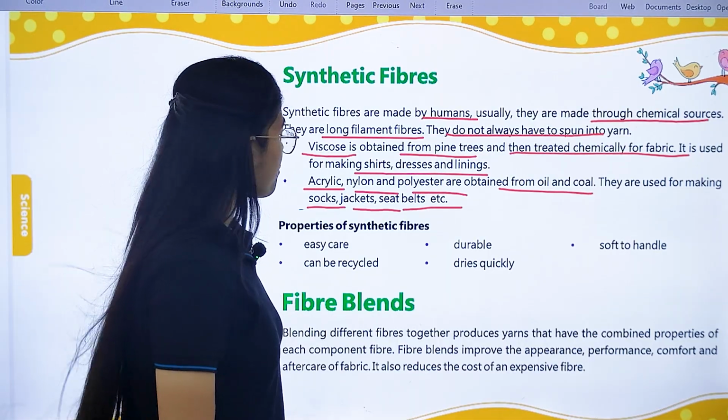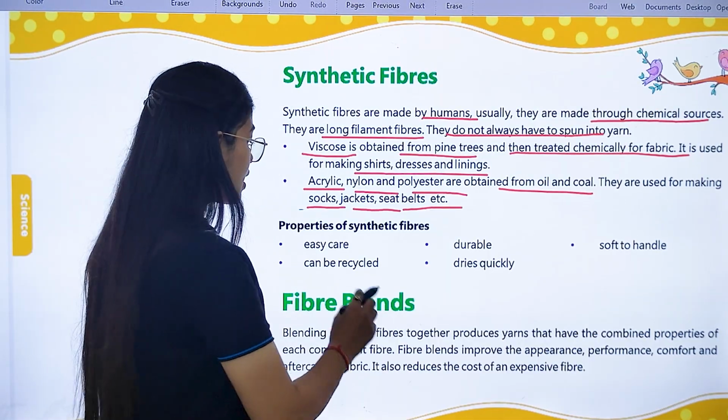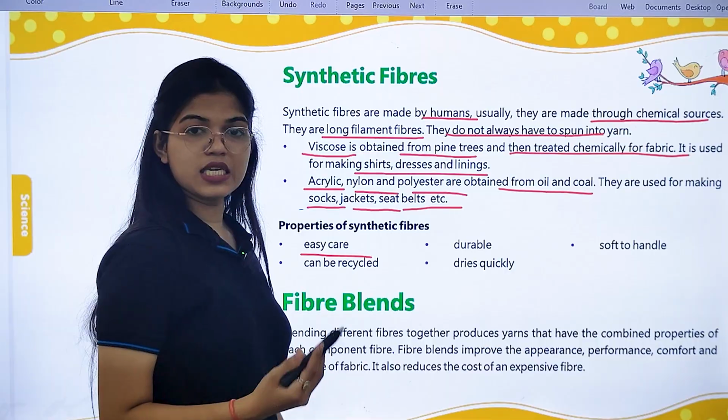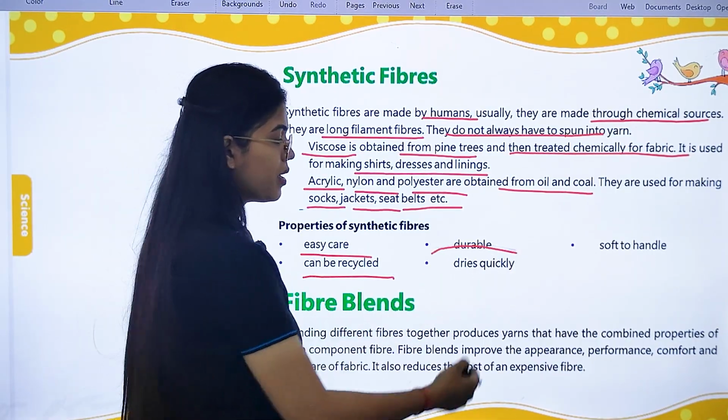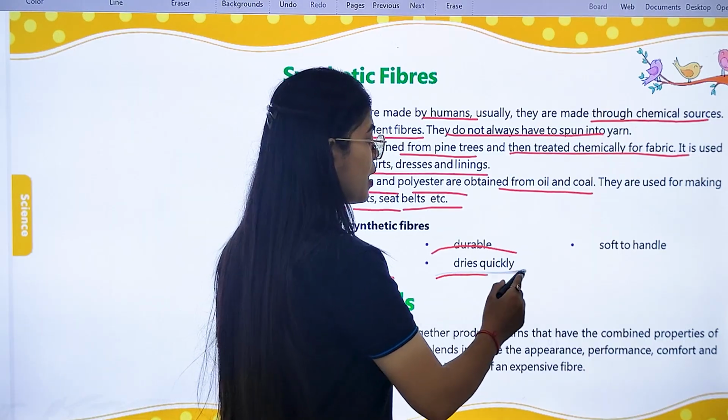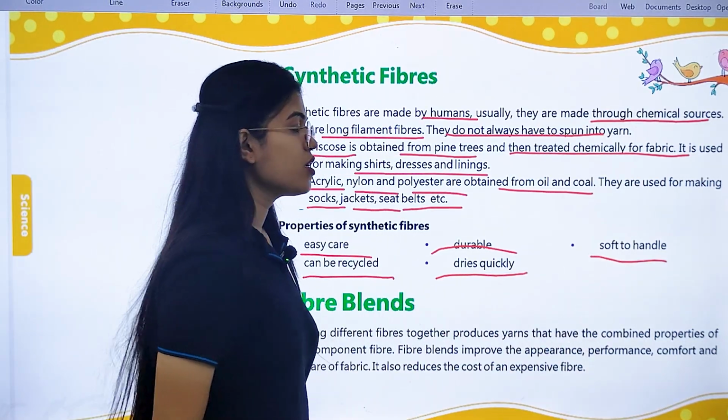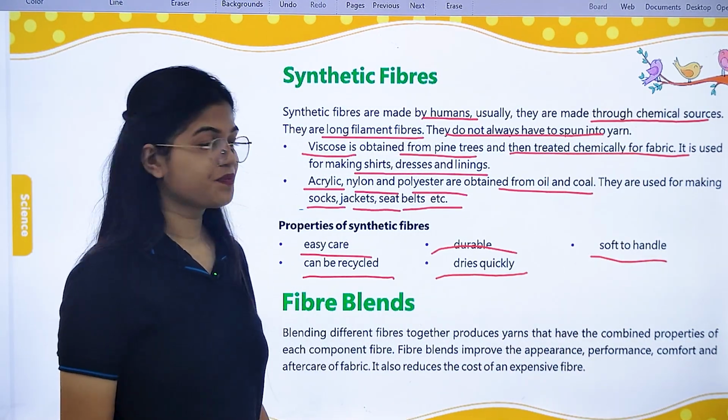Then they have given you some properties of synthetic fibers, like they need easy care. They can be recycled, they are durable, they dry very quickly, and they are also soft to handle.